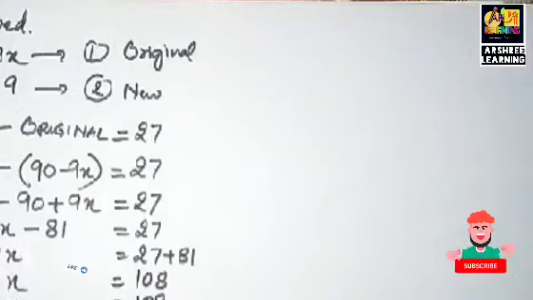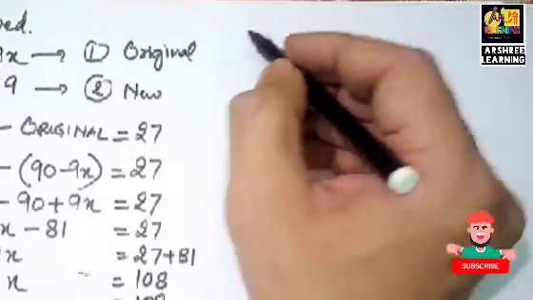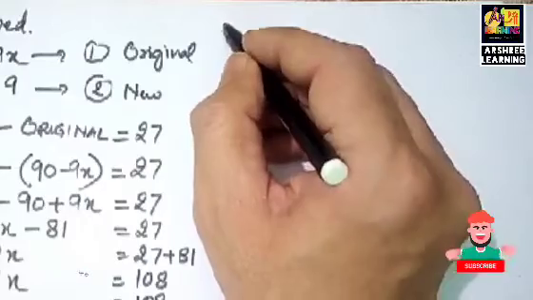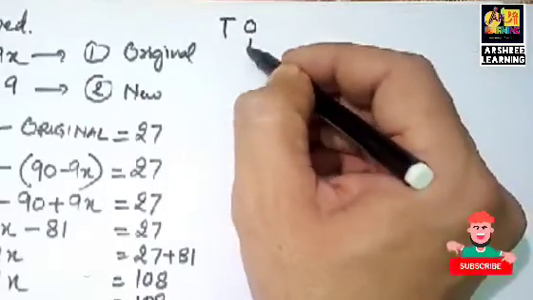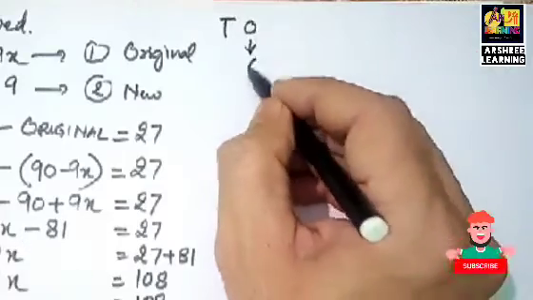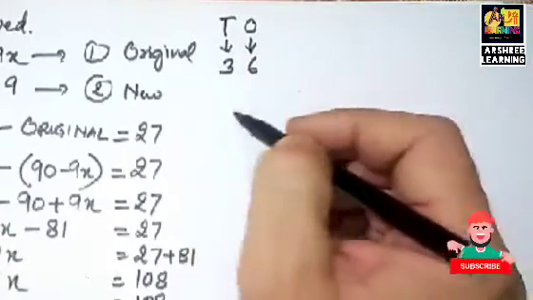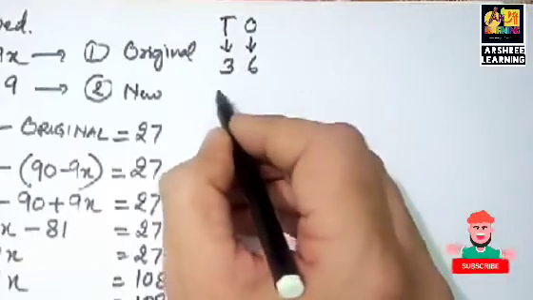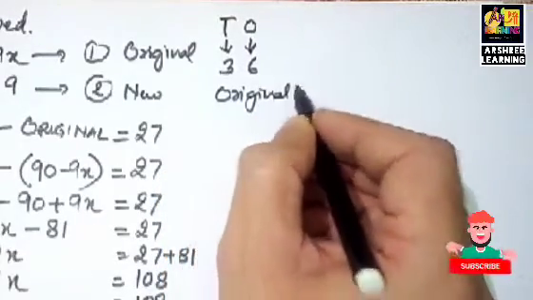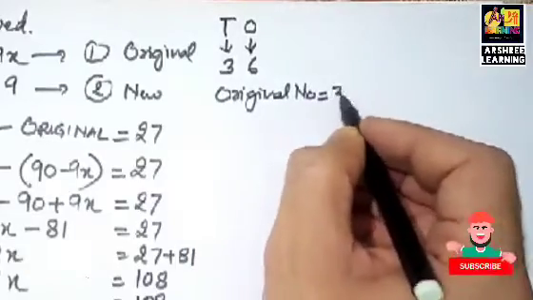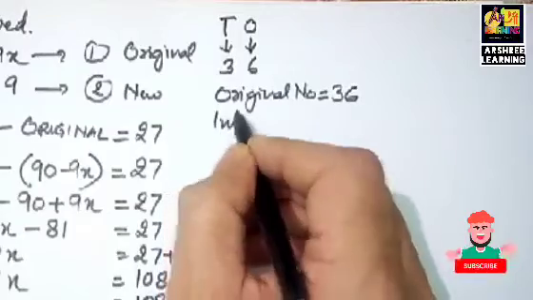So if the ones place is this and the tens place is this, then what was the number? We know that the tens place and the ones place are written like this. The ones place we have found as 6 and the tens place we have found as 3. So the number is 36. It means the original number was 36 and the new number is interchanged.